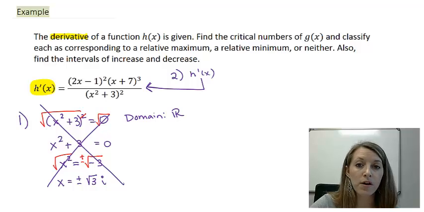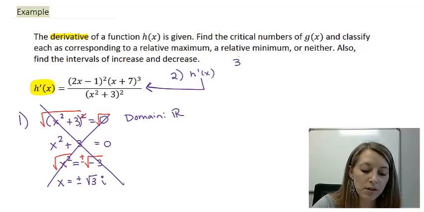Now, the original function might have a little bit different domain than the derivative, but for the most part, they mimic each other. So if this is going to be in the denominator of the derivative, this is also going to be in the denominator of the original function. So nothing's excluded, so my domain is all real numbers. Step number 2 is to compute the derivative, which is already done for us.